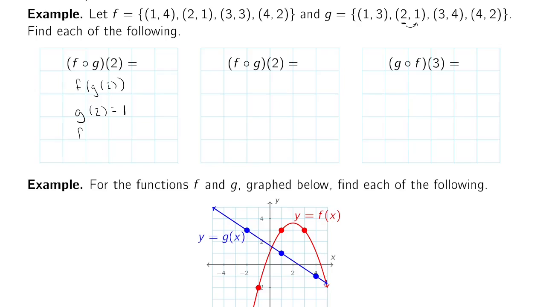Then we apply f to that result. f of 1, we find 1 in the first place. That gives output 4. f of 1 is 4. So f composed with g of 2 is 4. I see there's a typo here. This should be some different number. Let's say 3. f composed with g of 3, that means f of g of 3.